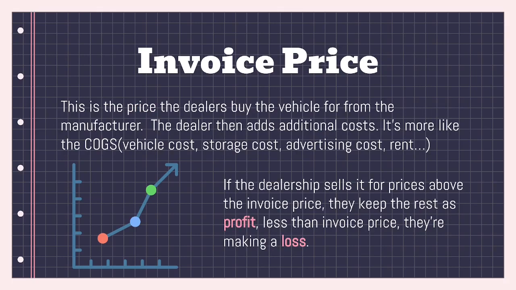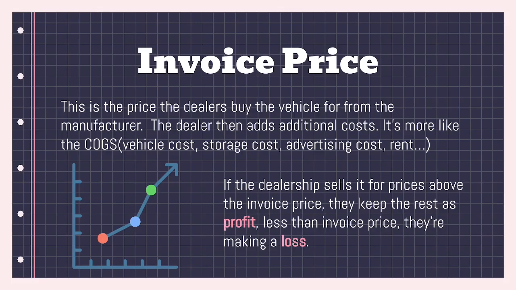Invoice is the price the dealer buys the vehicle for from the manufacturer. The dealer then adds some additional costs to it, like electricity, storing the car in a warehouse, transportation of the car from the manufacturer to the dealership, paying workers and other stuff like that, rent for where the car is stored, and all of that warehousing. All of that is added to the buying price of the car.